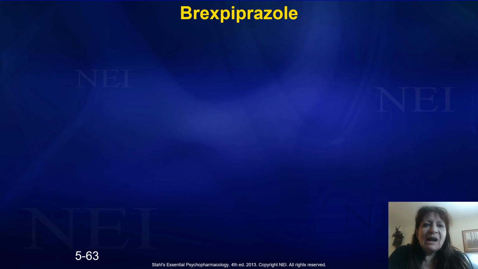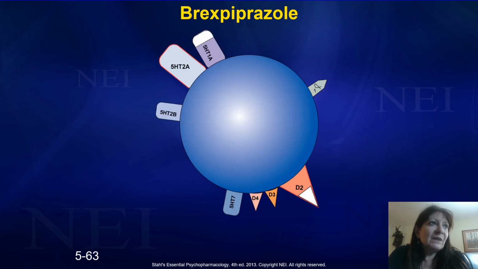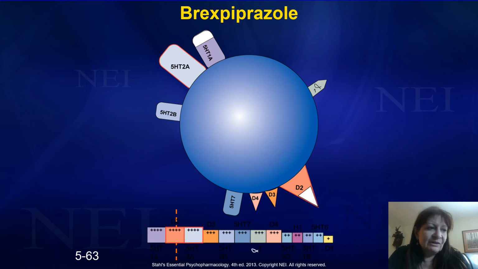Brexpiprazole, also known as Rexulti, also has an FDA indication for the treatment of depression in doses of 0.5 up to 2 milligrams. And it's also used to treat schizophrenia in dosing of 2 to 4 milligrams. There tends to be less weight gain, although it is still possible, less metabolic syndrome, and less sedation, although most people take it before bed.